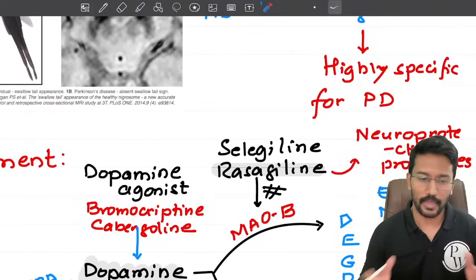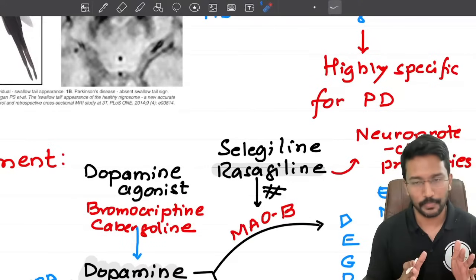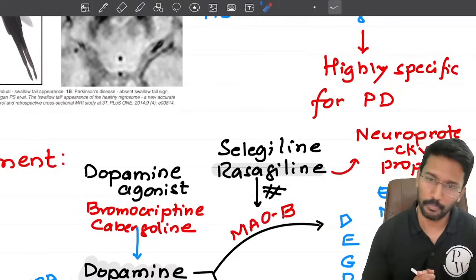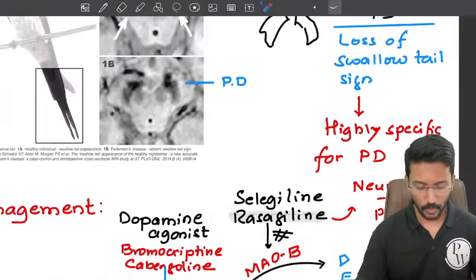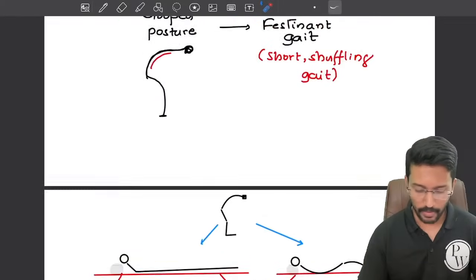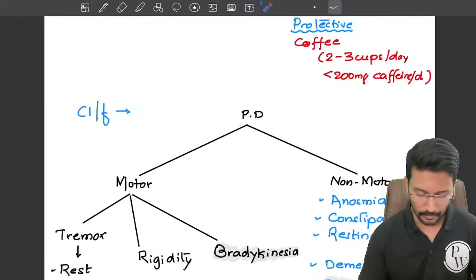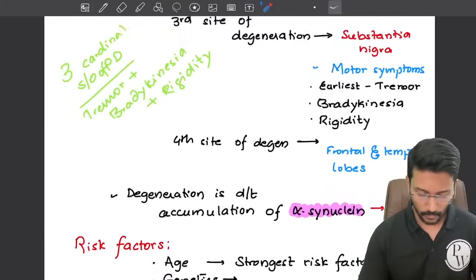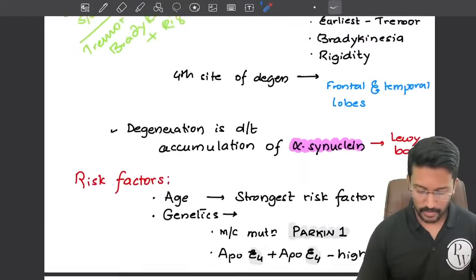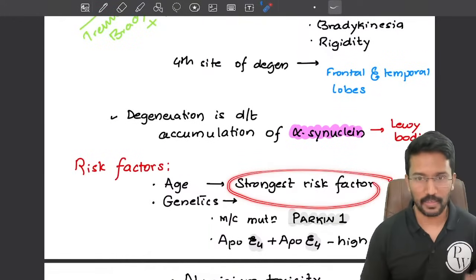This is a specific finding for Parkinson's disease. Okay, so to give you a quick summary, what MCQs they will ask you on Parkinson disease. First thing they will ask you is, what is the single most important risk factor? Single most important risk factor is age.